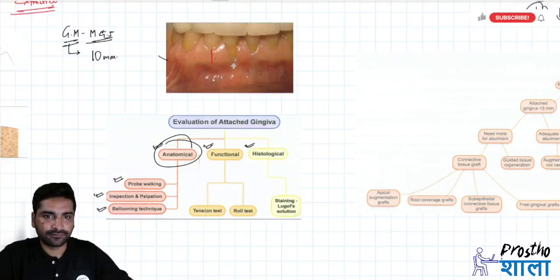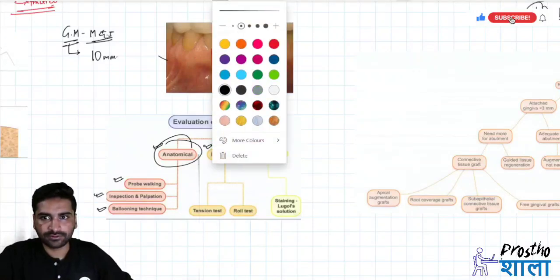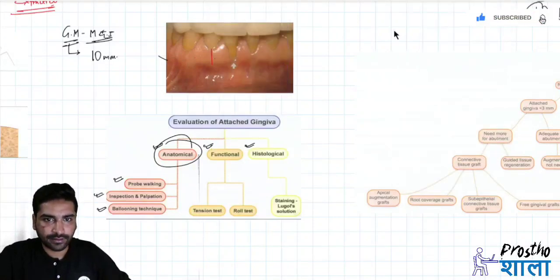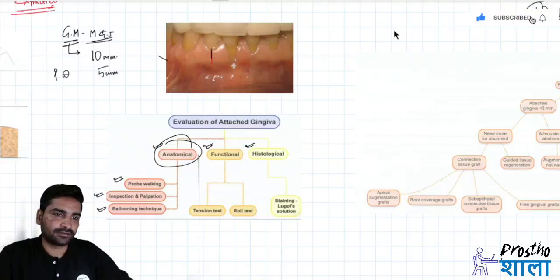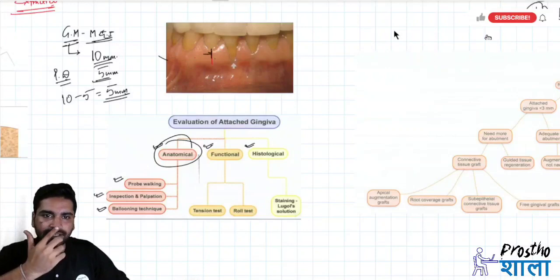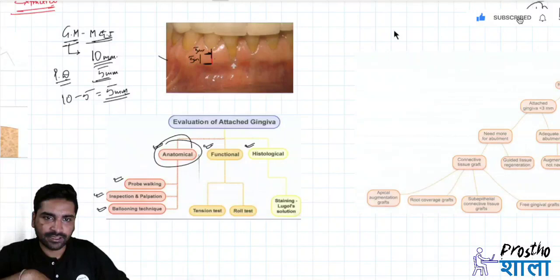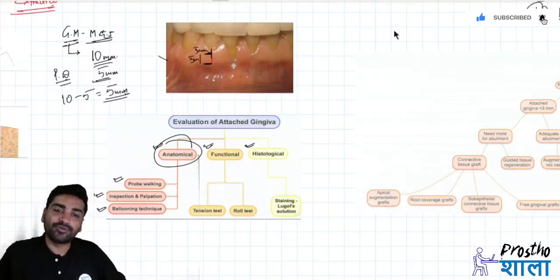Okay, now there is something called the free gingival margin and the pocket. So I will measure the pocket depth. Suppose I am measuring the pocket depth, and I am getting 5 millimeters. Okay, so pocket depth is 5 millimeters. So now I have to subtract: 10 minus 5, that is 5 millimeters. So from the base of the pocket till the mucogingival junction, that is 5 millimeters, and the remaining 5 millimeters is the pocket. That is how, with the help of a probe, you can measure.